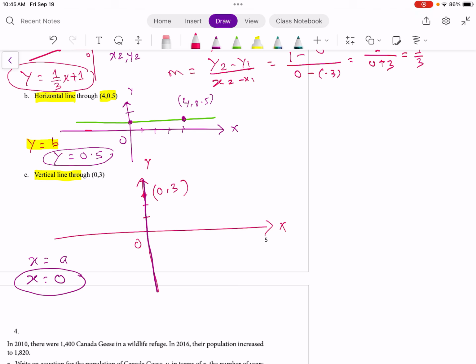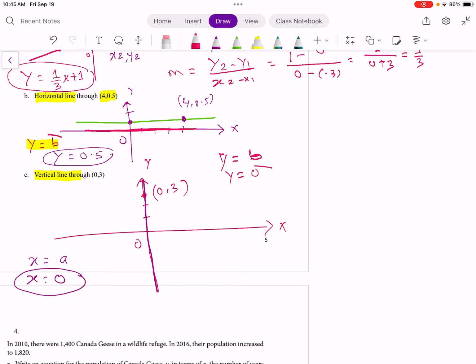So if your horizontal line is the x-axis, what will be the equation of that horizontal line? So we have a horizontal line. Our horizontal line is on that x-axis. What will be the equation? So we use the same y equals b. Now b is the y-intercept. Now at what point does this horizontal line cross the y-axis? At 0, right? So y equals 0 is the equation.